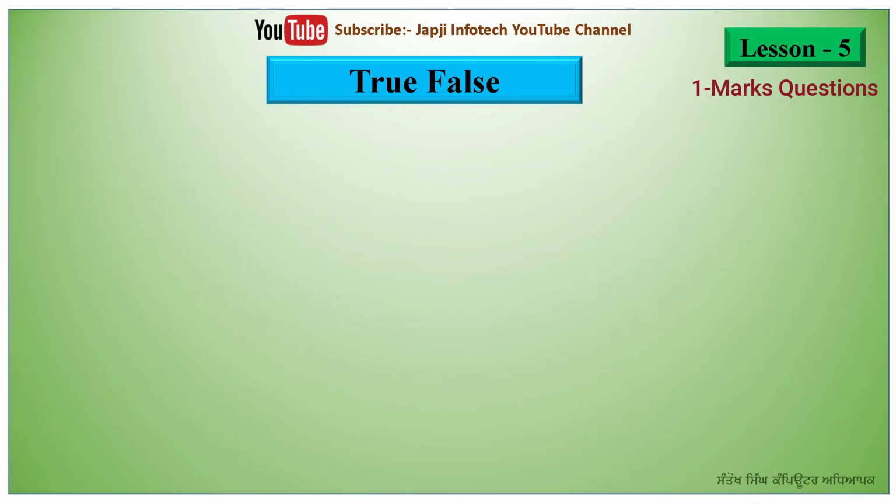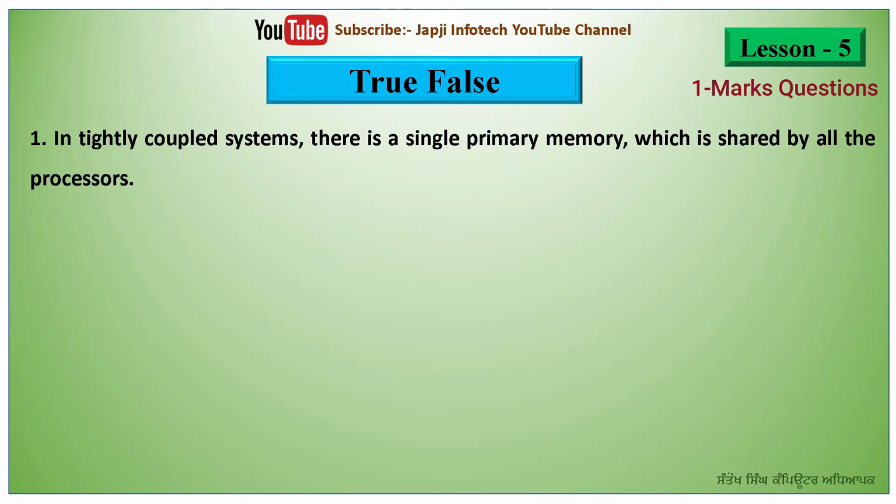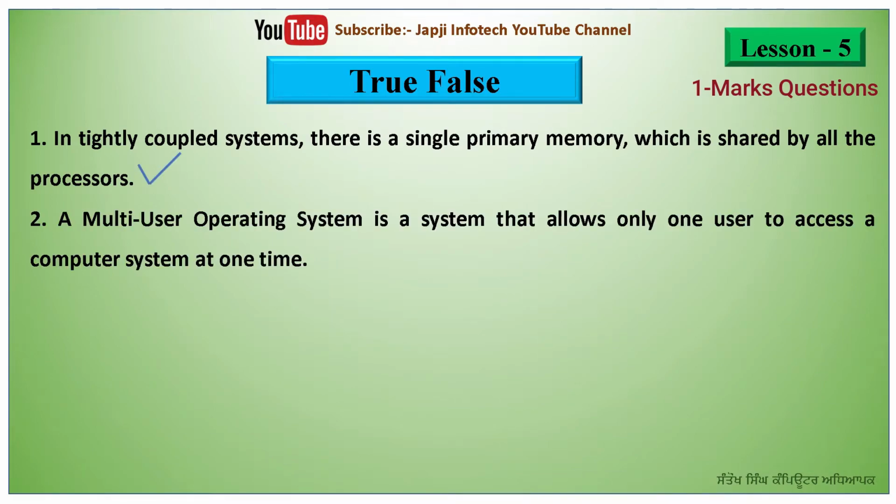So we will now learn about true or false in lesson number 5. So first question is in tightly coupled system there is a single primary memory which is shared by all the processor. Right. Second one is a multi-user operating system is a system that allow only one user to access a computer system at one time.